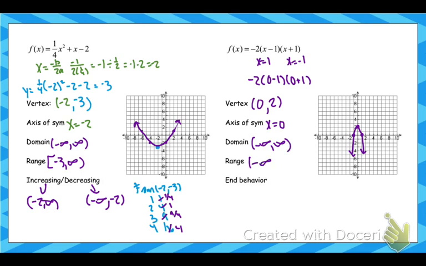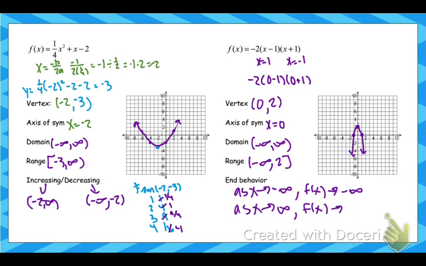Range, bottom to top. And then end behavior: as x approaches negative infinity, our graph is getting smaller. As x approaches positive infinity, our graph is also going towards negative infinity. All right, so that's it for graphs. Next class, we're going to do the opposite, and we are going to write the equation of these quadratics.